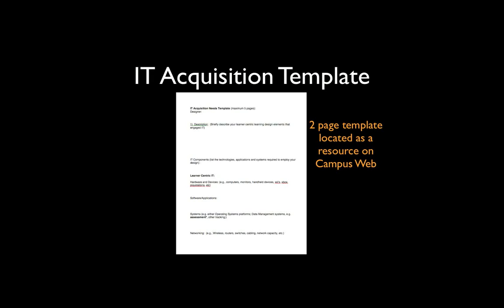For the IT acquisition, there's a template. It's a 2-page template that's located on Campus Web under Resources, and you're just going to fill in the blanks. This will guide you through the process of looking at the technology you're going to need in order to support that environment.